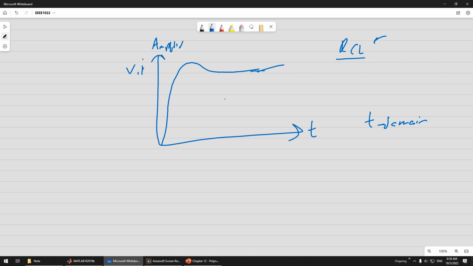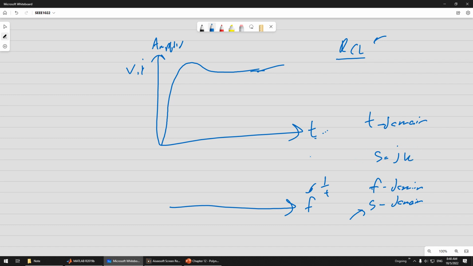It's hard to analyze. So to analyze this, you change the time domain into a frequency domain. Instead of using time, you use 1 over t. Frequency domain, F domain, which is also known as S domain. That's why we use S, to represent the frequency domain, and S is equal to jω. No need to worry, you will learn this later. I just want to introduce you to this.